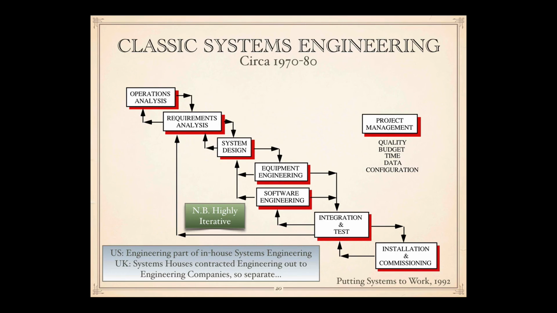There's arguments about whether engineering and software engineering are part of systems engineering. It is largely historical. In the US, engineering was part of in-house systems engineering. In the UK, on the other hand, systems houses contracted engineering out to engineering companies. So in the UK, engineering was considered to be completely separate from systems engineering, whereas in the US it was considered part of it. As a result, we still have a hangover about what fits where.